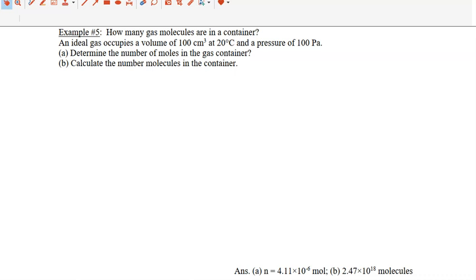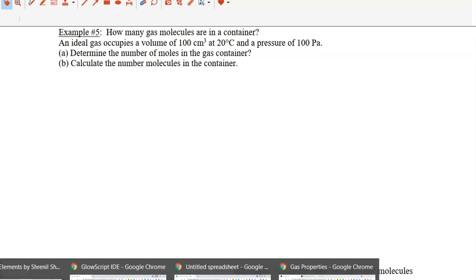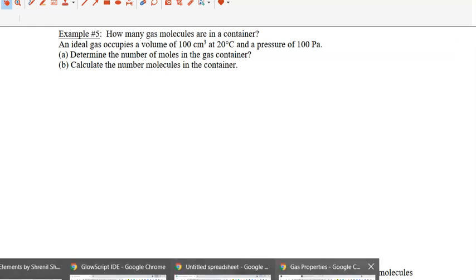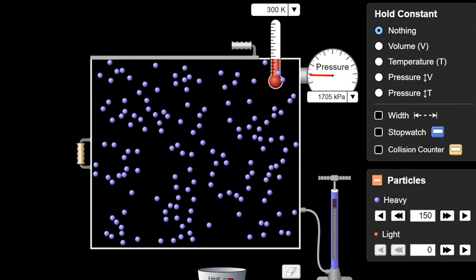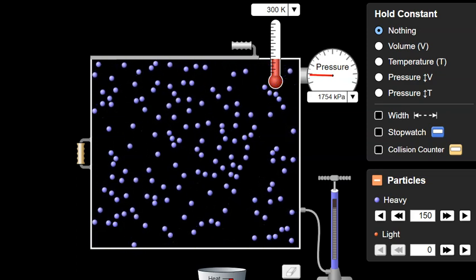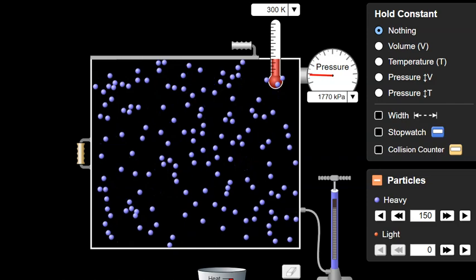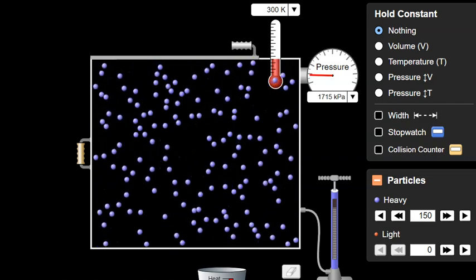All right, in this example, we're looking at how many molecules are in a container. So imagine you have some container with molecules that are moving around. Maybe we give you the volume, the temperature, and the pressure, and we have to figure out how many molecules there are. So how do we solve that?